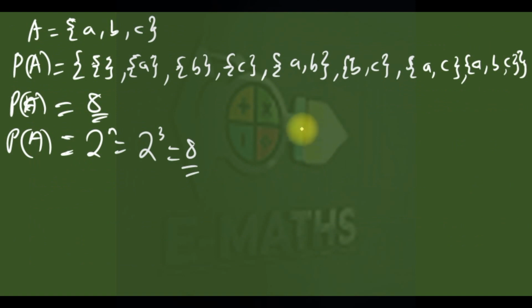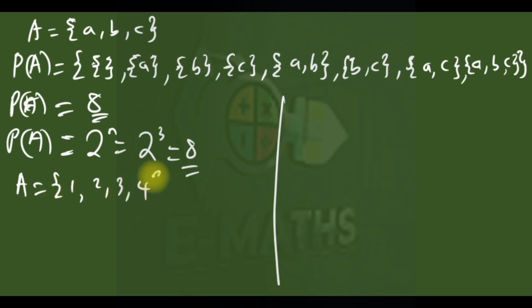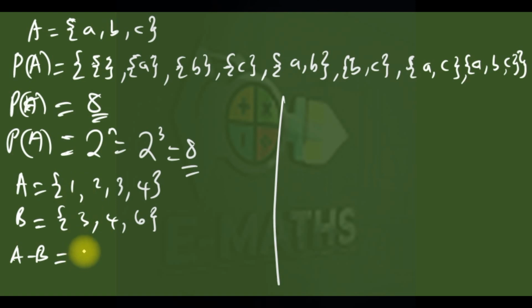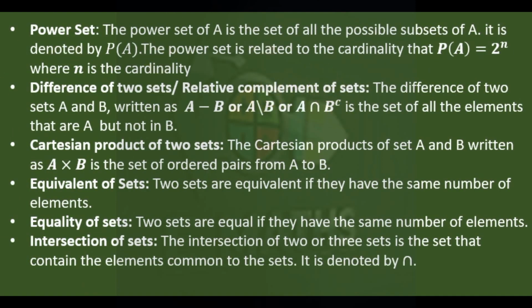If you have set A to be maybe 1, 2, 3, 4, and set B to be 3, 4, 6. So if I have A minus B, it means the elements that are in A but not in B. As you can see, 1 is there, but not here. 2 is there, but not here. Okay, none. So we have only 1, 2. So that's the answer. So that's the meaning of difference of set, or relative complement of set.